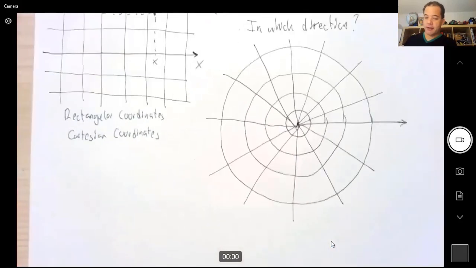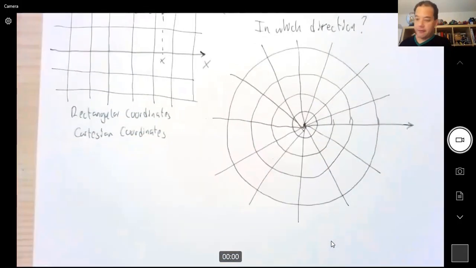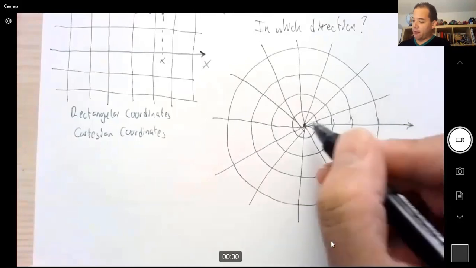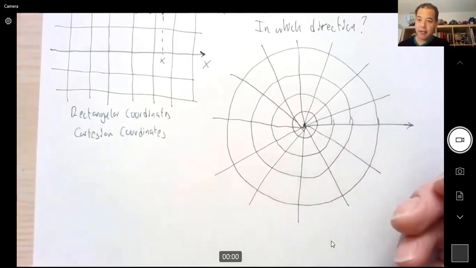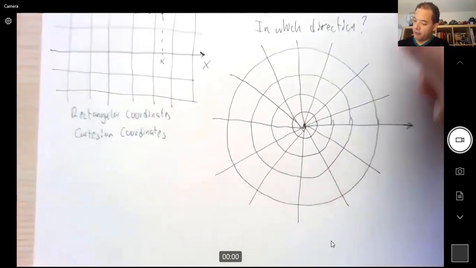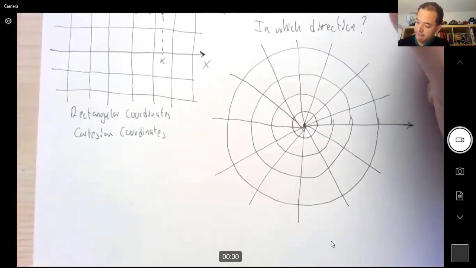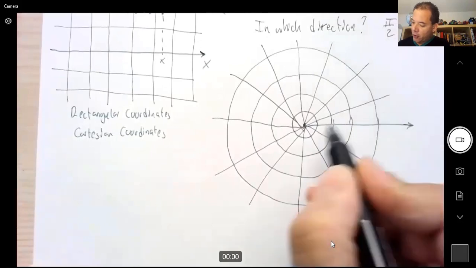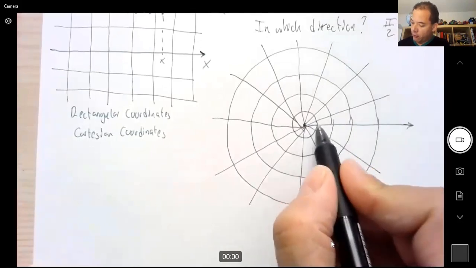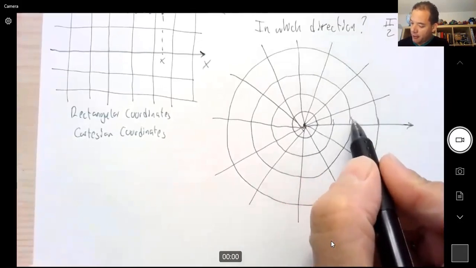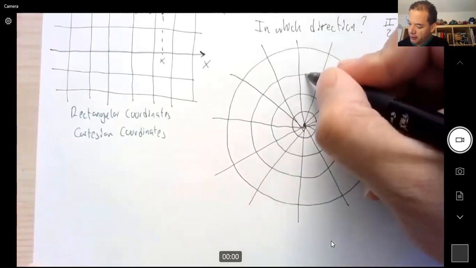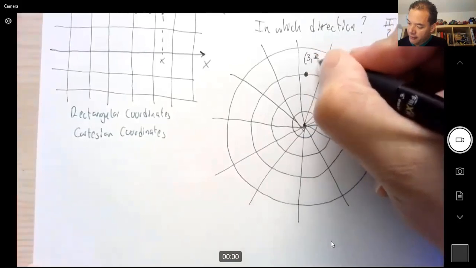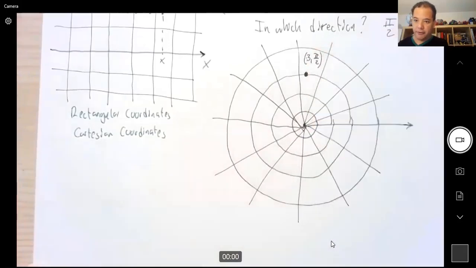Okay, so this is the main difference. Here we locate points. You tell me, for example, 3 units and 90 degrees. So 3 units, pi over 2. So I go, imagine that each one of these is 1. So 1, 2, 3, and then pi over 2 would be here, right? So the coordinates of this guy will be 3, pi over 2, right?